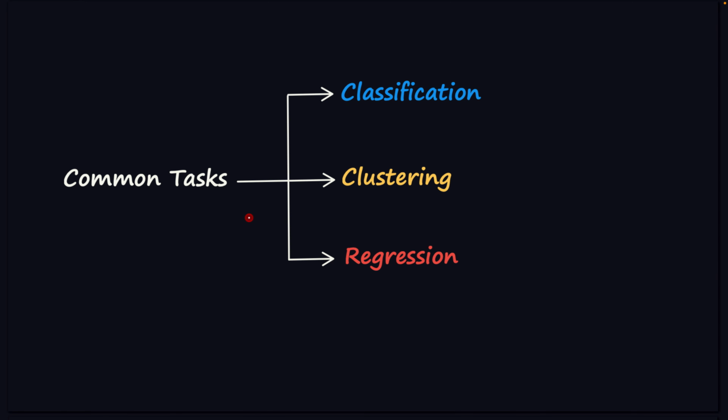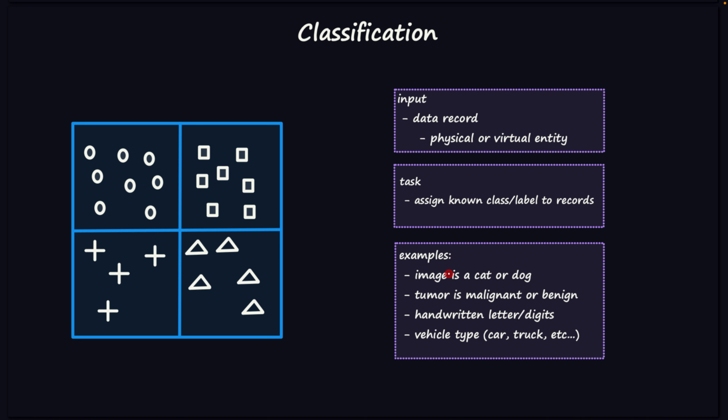Let's talk about common tasks performed by a data scientist or machine learning engineer in their day-to-day job. So the three common tasks are classification, clustering, and regression. We'll look at each one of these in detail, but I'm not going to cover the math part of it. I'm just going to explain the concept with a simple example. Okay, let's move on to classification first.